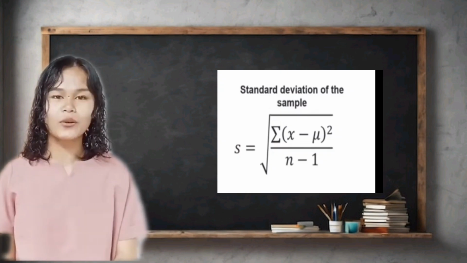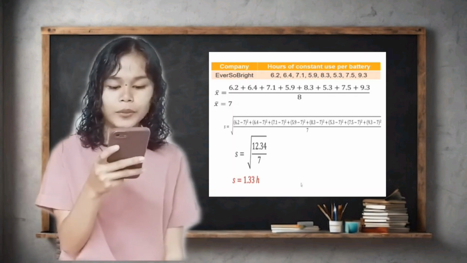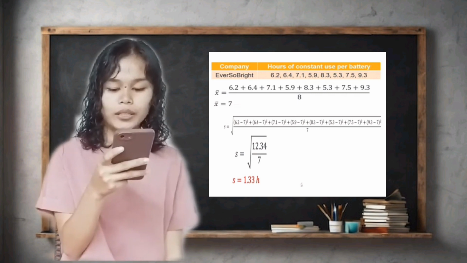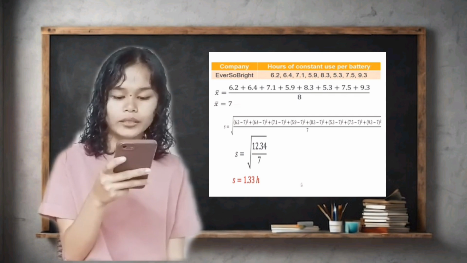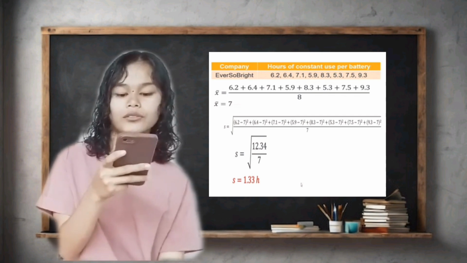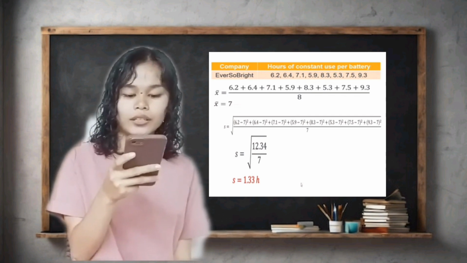For Ever So Bright, we are going to use this formula. For the mean or average: 6.2 plus 6.4 plus 7.1 plus 5.9 plus 8.3 plus 5.3 plus 7.5 plus 9.3. The sum of the Ever So Bright data is 56, and we divide it by the sample size of 8. Then it results in 7.